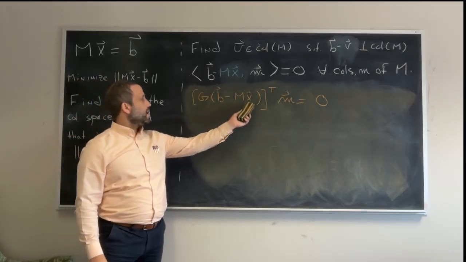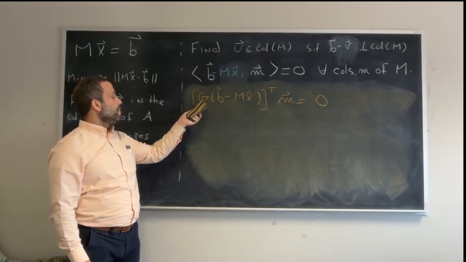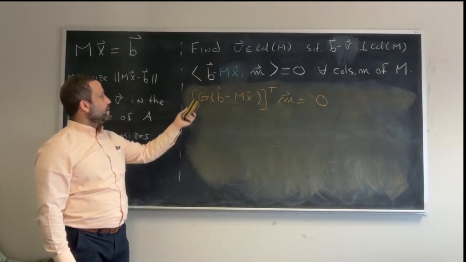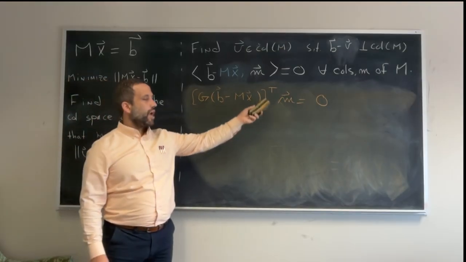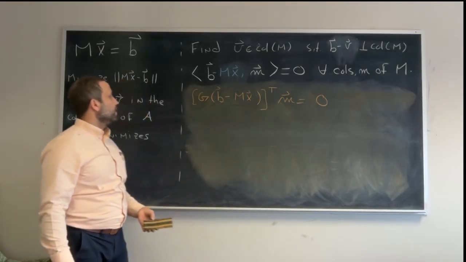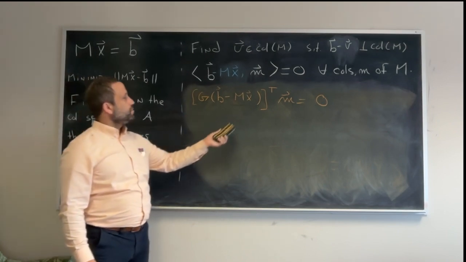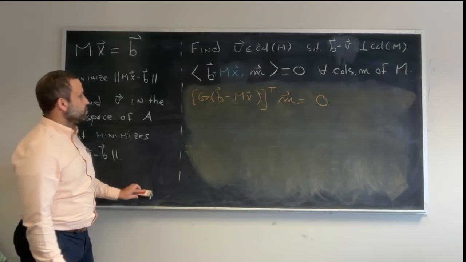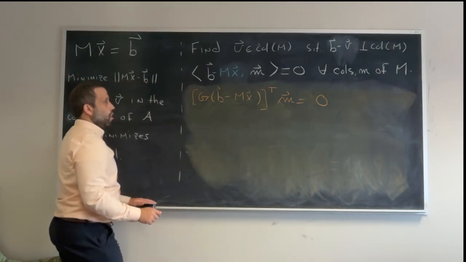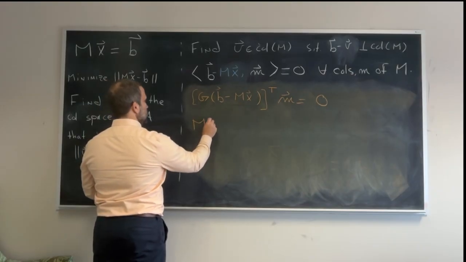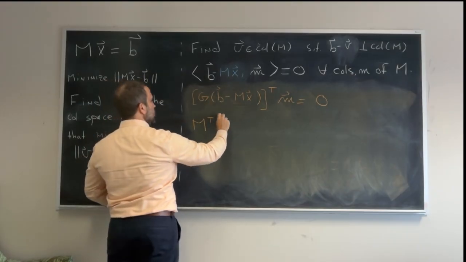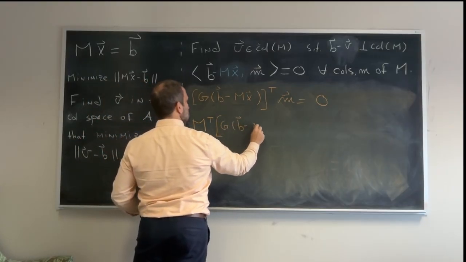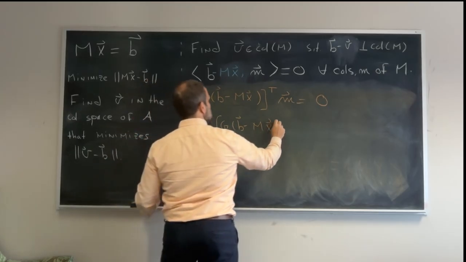So again, this in parentheses is a vector. We're multiplying it by a matrix. Matrix times vector gives a vector. We're doing the transpose. It's going to give us a row vector, and we're dotting it with M in here. Well, this being equal to 0, for the exact same reasons that we saw before, this being equal to 0 for all columns of M is the same as M transpose times this whole big thing, M transpose times G B minus MX.